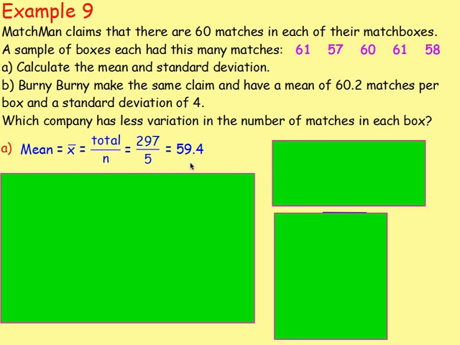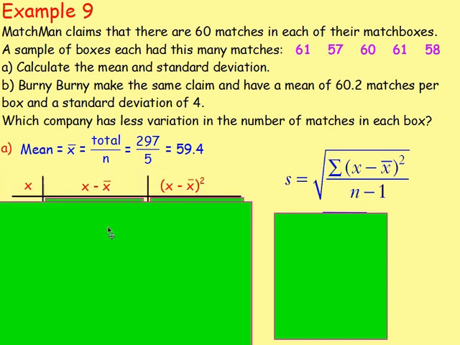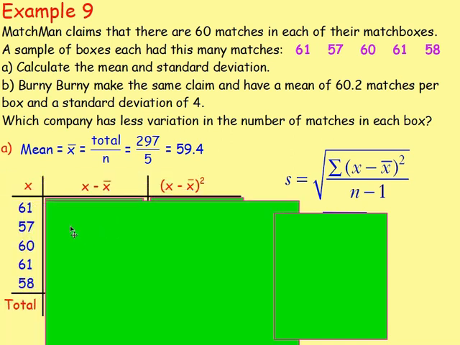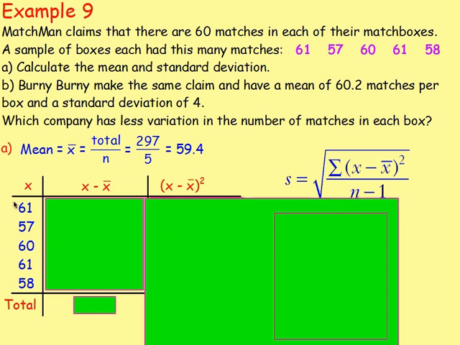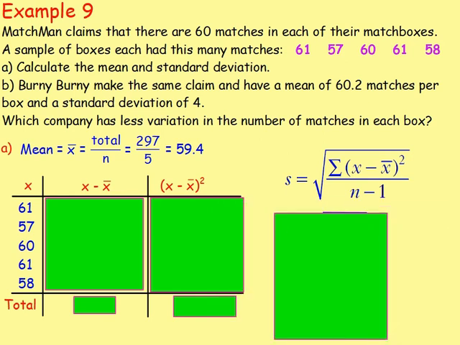This is 59.4. We have to now work out the standard deviation, and for that, this is the equation I like to use, and for that, you need this awesome table, where you have x, which is each of these numbers, the 61, 57, 60, 61, and 58. You need the x minus x bar, which is x, the number here, take away the mean, and whatever number that is, squared, the x minus x bar squared. So, for each number here, we're taking away the mean, the 59.4. So, 61 take away 59.4 gives us 1.6.